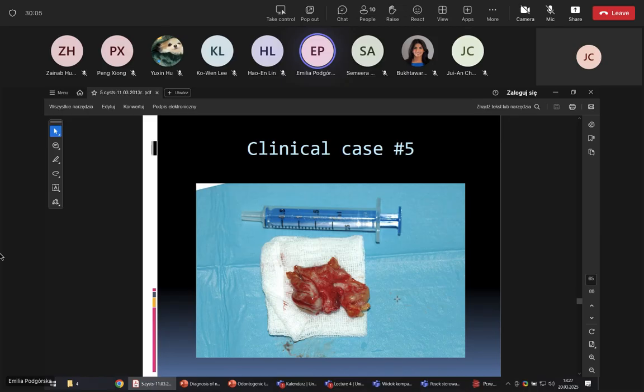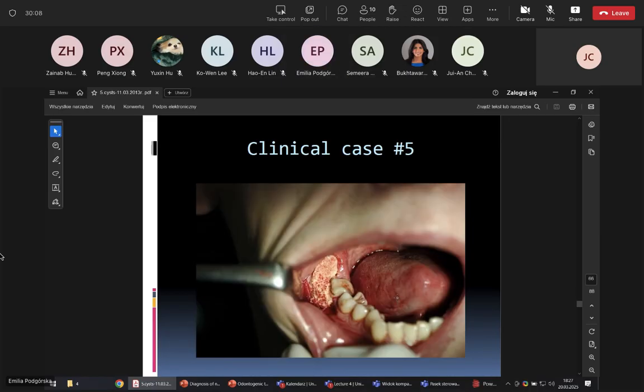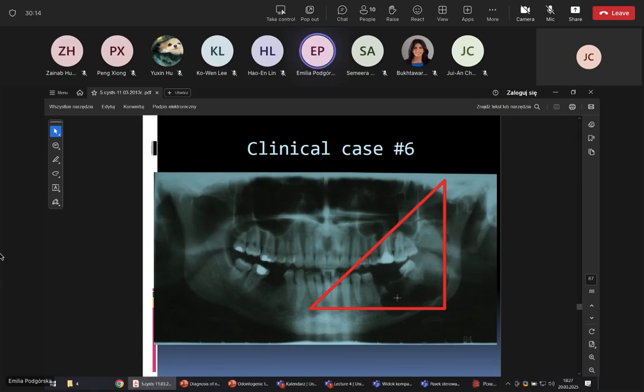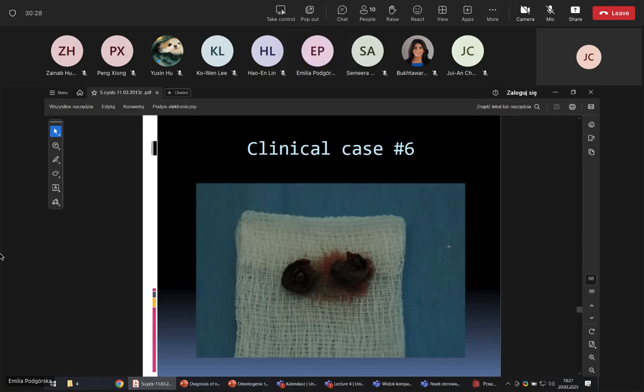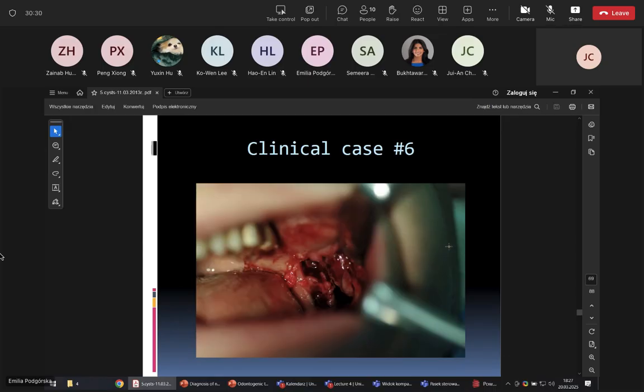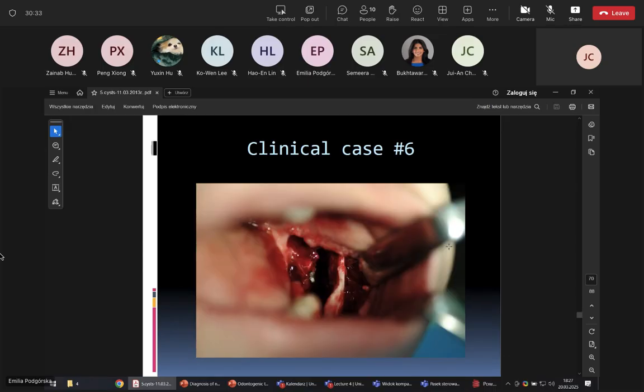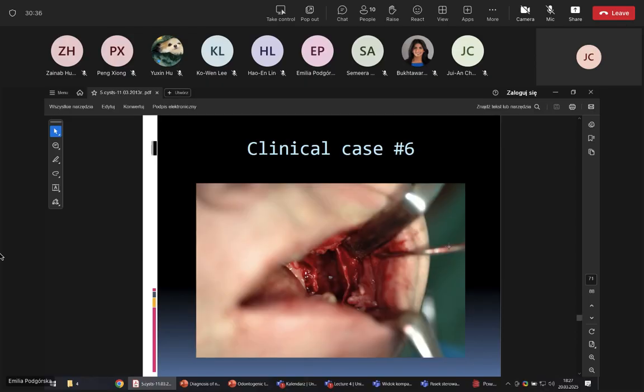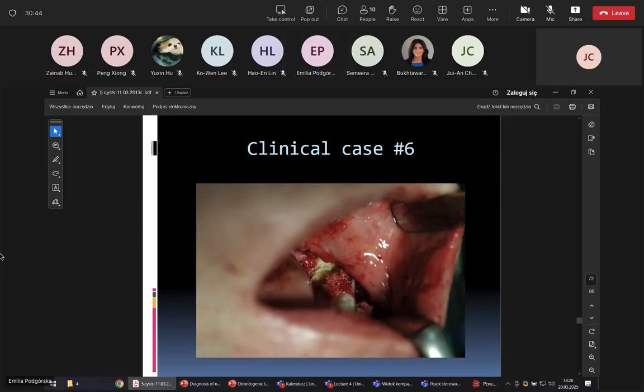Big cyst, probably the tumor. And here you can see big degeneration of the ramus of the jaw and the body. It's a thin layer of the bone only, so it is dangerous to break the bone in this case.